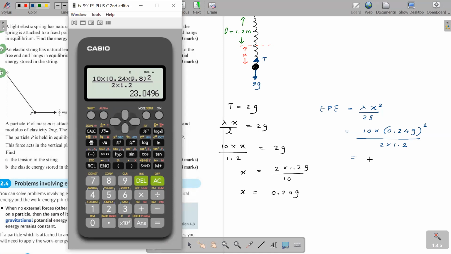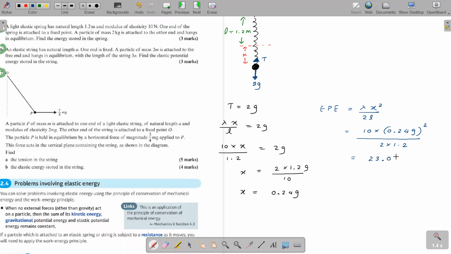So you use g as 9.8. You can give the answer to 3SF or 2SF. So the 3SF answer is 23.0 joules to 3SF. Or you could say it's 23 joules to 2SF. Okay.